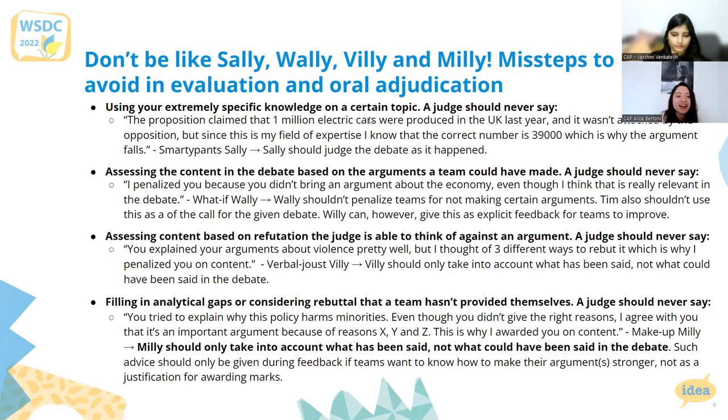The third would be assessing content based on the judge being able to think against an argument. This is very similar to using specific knowledge, but even when it's not that specific, you might think yourself that this is a point that is weak because you would respond in that way. But if the other team is not making that specific rebuttal, you should not do that yourself, because that would be, again, you giving credit on a thing that you might have done.